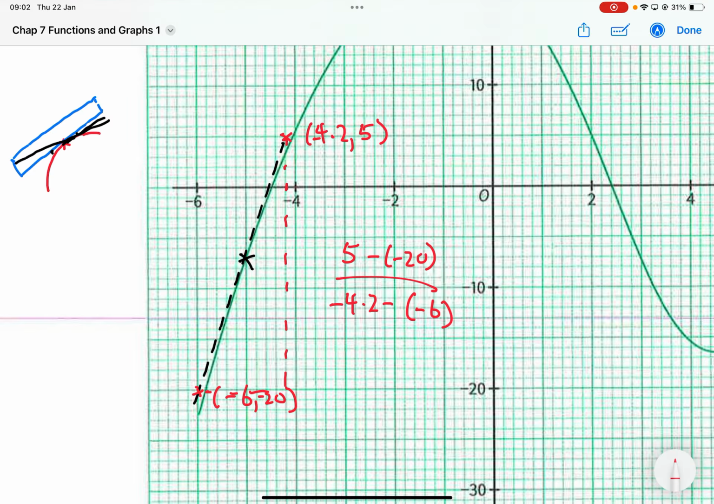This is the point that students may make mistake. They see -20, then they put 5 minus 20, then wrong already. Because I need to take this minus this. So I must minus this, which is -20. Okay? Same here. I must take this and minus this, which is -6. So I must minus. Then it will become plus.